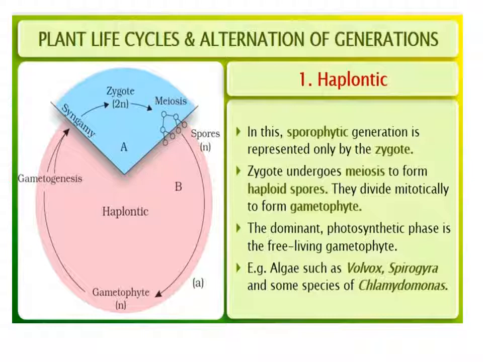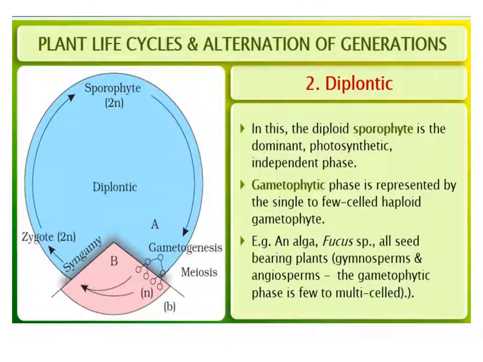The dominant photosynthetic phase is the free-living gametophyte, as for example algae such as Volvox, Spirogyra and some species of Chlamydomonas. Diplontic life cycle. In this, the diploid sporophyte is the dominant photosynthetic independent phase. The gametophytic phase is represented by the single to few cell haploid gamete. As for example, the alga Fucus species, and all seed-bearing plants, that is gymnosperms and angiosperms.